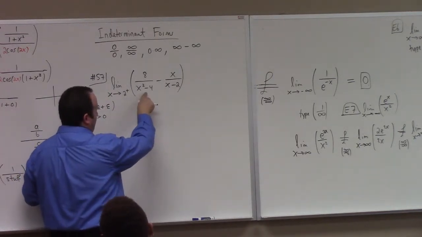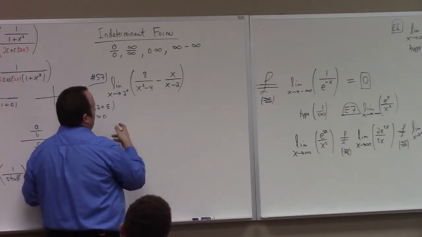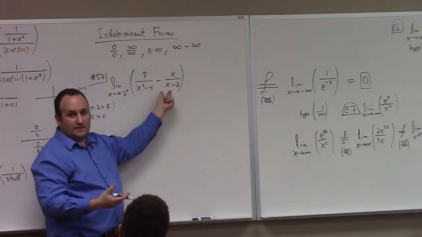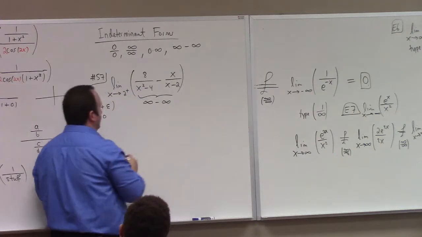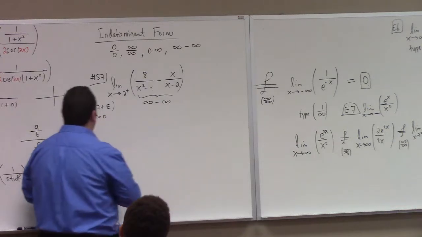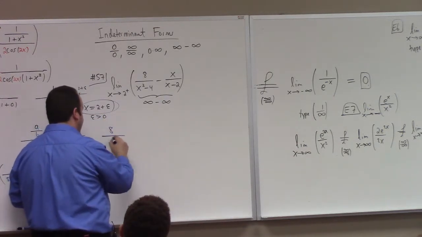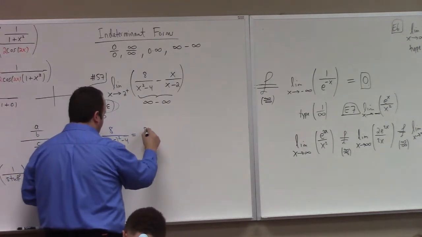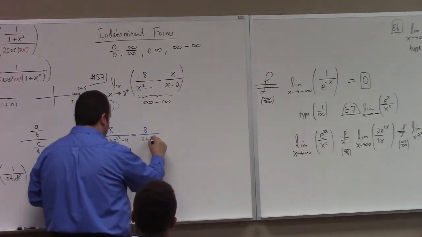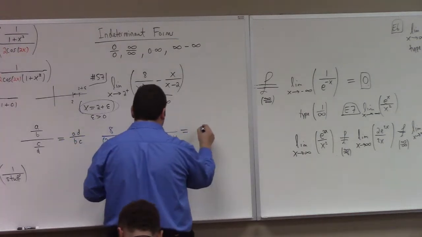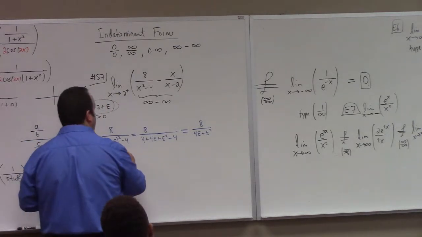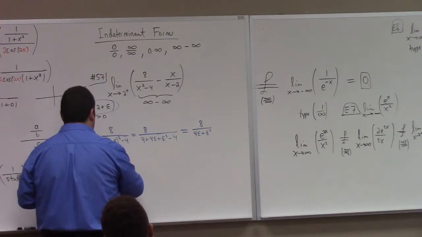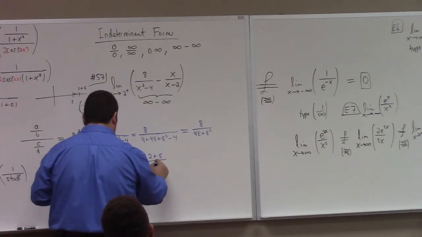If I plug 2 plus epsilon into this, anyway, let me get to the point here. This is infinity, that's infinity, and this is of type infinity minus infinity. If I plug this into the limit, it's interesting to think about. You square that and get 4 plus 4 epsilon plus epsilon squared minus 4, so we get 8 over 4 epsilon plus epsilon squared. On the other hand, x over x minus 2 is 2 plus epsilon over 2 plus epsilon minus 2, which is 2 plus epsilon over epsilon.